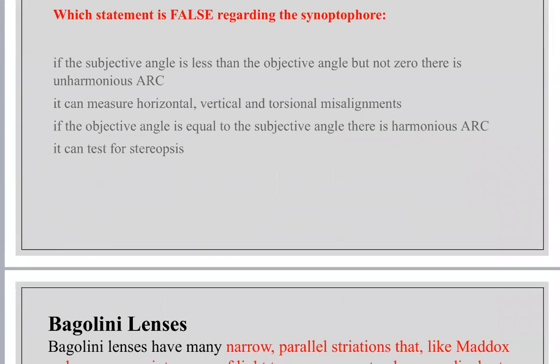It is not sufficient. It can measure horizontal, vertical, and torsional misalignment. Yes, the synoptophore can do so. If the subjective angle is equal to the objective angle, there is harmonious ARC. No, this means that this patient has normal retinal correspondence. If the subjective equals the objective, it can test for stereopsis. Yes.